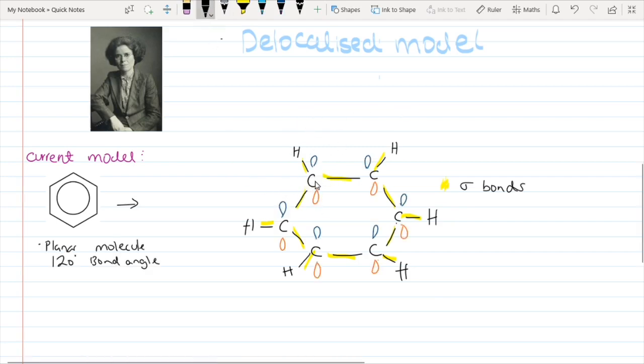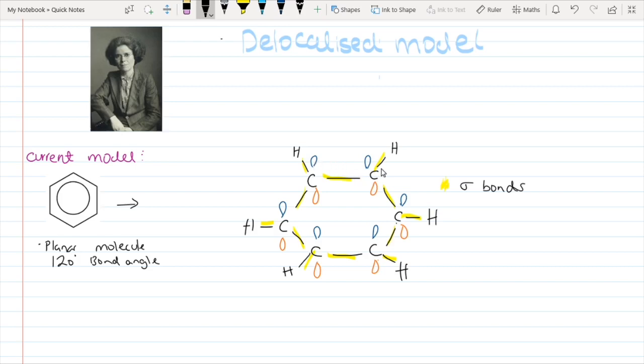Now we know that each carbon atom actually has 4 valence electrons. But over here we can see 3 bonding electrons, and one of these electrons is unpaired. So this unpaired electron is in this p orbital. So each carbon atom has this p orbital with 1 electron, and this p orbital is actually 90 degrees to the plane of the atom.